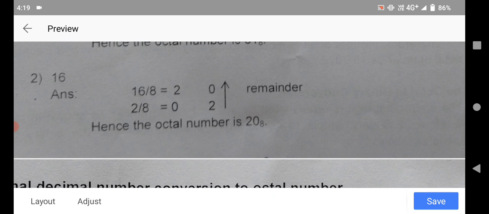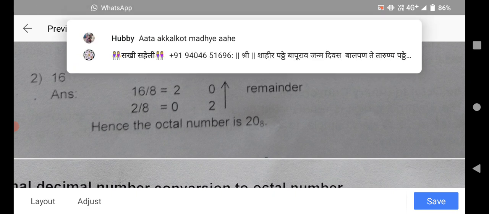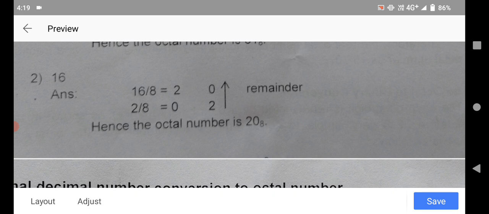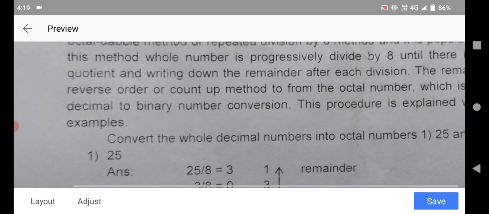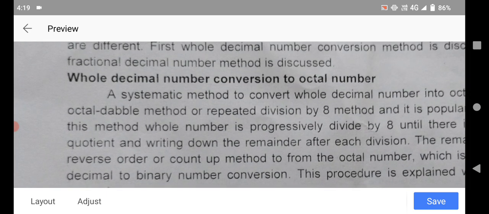Okay, so the remainders are noted down in the reverse order, that means down to the up. Hence the octal number is 20. Given decimal number is 16 and this decimal number converted to the octal number system is 20. Okay, so this second example is completed. This is the whole decimal number conversion to the octal number system.